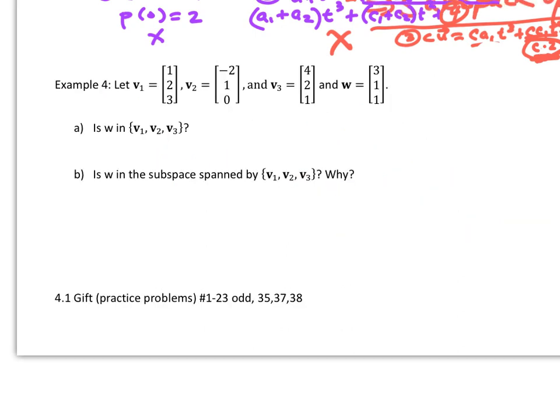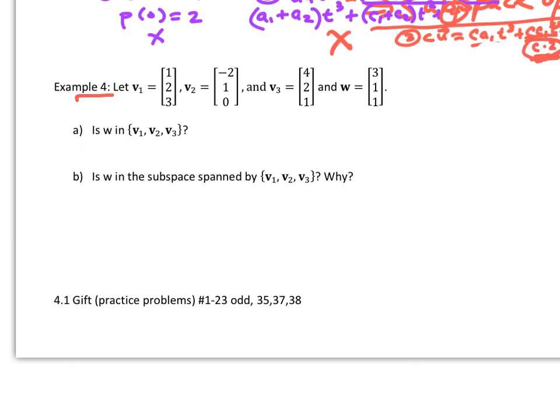Okay, last example here, example number 4. Let V1, V2, V3, we have those 3 vectors, and W. First of all, is W in the set of vectors V1, V2, V3? What do you think? Well, we could maybe do a linear combination. I don't know. What can we do? We can row reduce. Oh, look at what this question's asking, though. Is W in the set of these 3 vectors? The answer would be no. Look at that closely and see why we did say no.